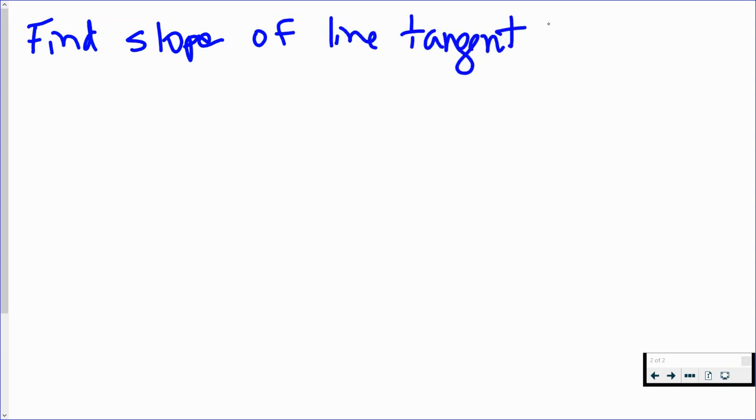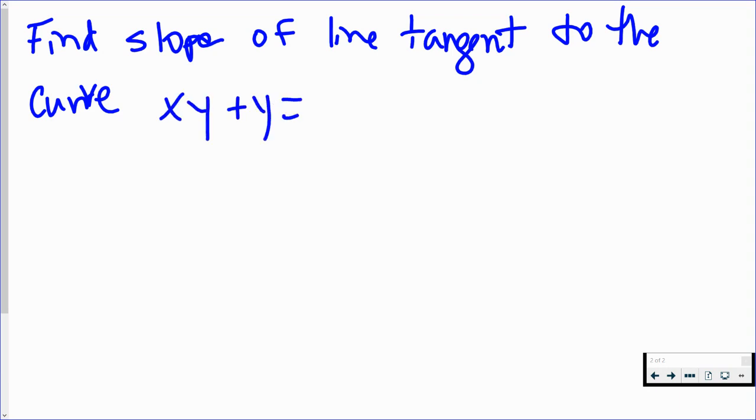Let's take a look at another one, and we'll actually go a step further. Let's say we're going to find the derivative at a specific value. So let's say we want to find the slope of the line tangent to the curve xy plus y equals 8 at the point, let's say, (1, 4).